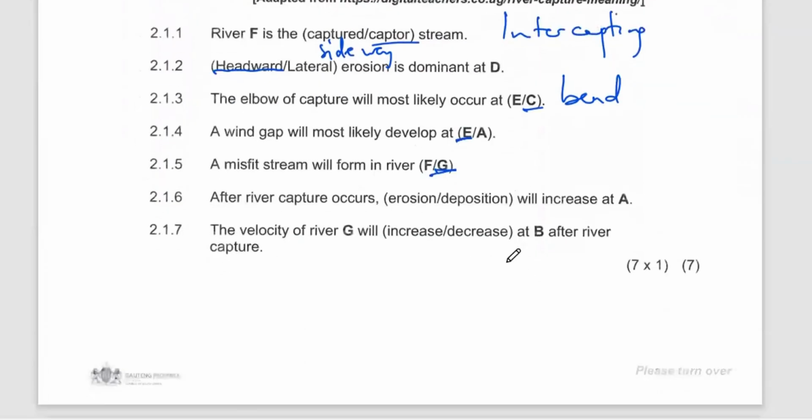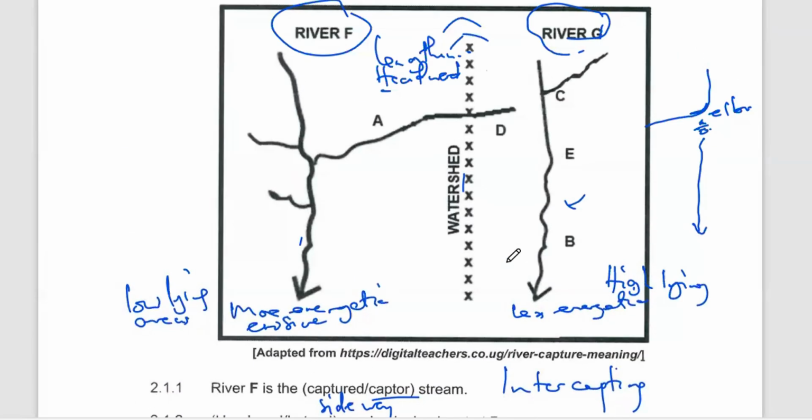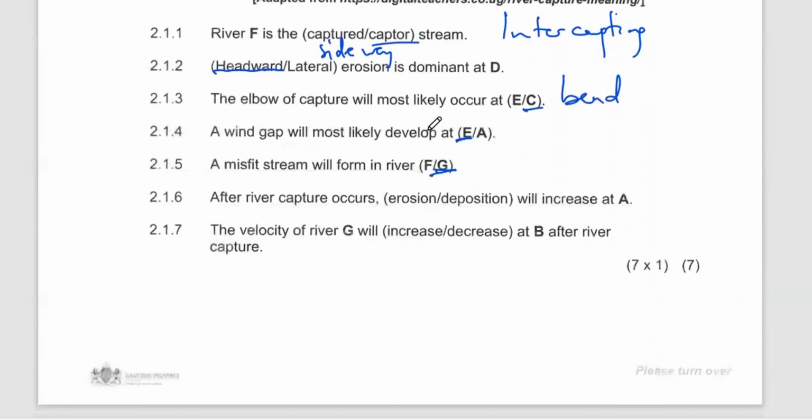Then after river capture occurs, erosion or deposition will increase at A. Let's look at where is A. At A here, this stream is going to capture, and there will be high discharge, and there will be high velocity around area A. So because of high discharge and high velocity, our erosion is going to increase, and there will be less deposition.